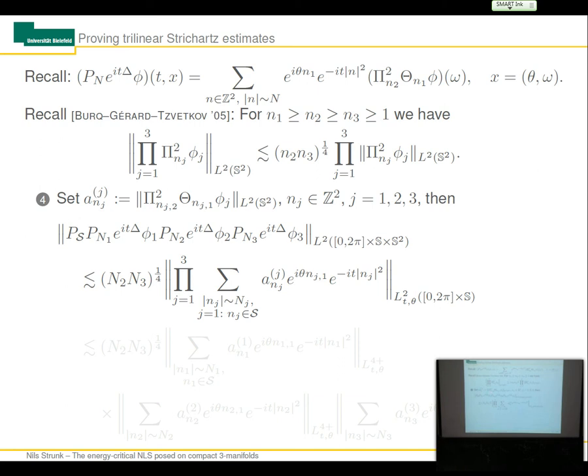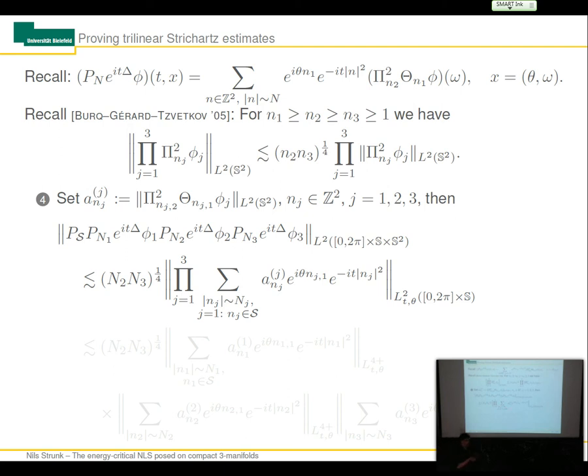Now we go back from the Fourier space to the physical space, and again we have something which looks like an exponential sum estimate. And this is why we considered this weird exponential sum estimate before, in steps 2 and 3. So we have the product of 3 exponential terms in L2.